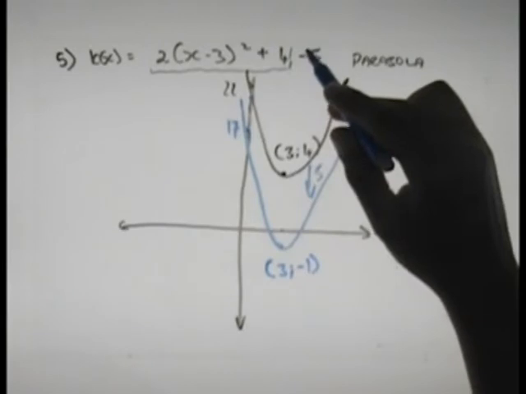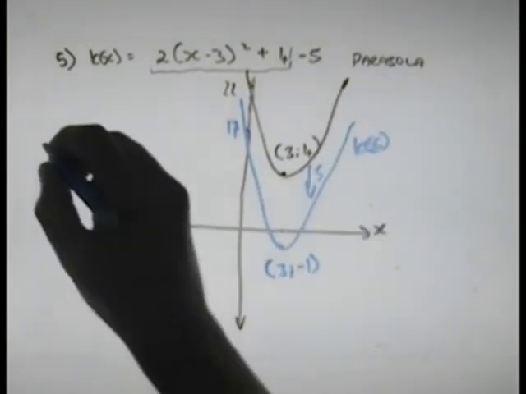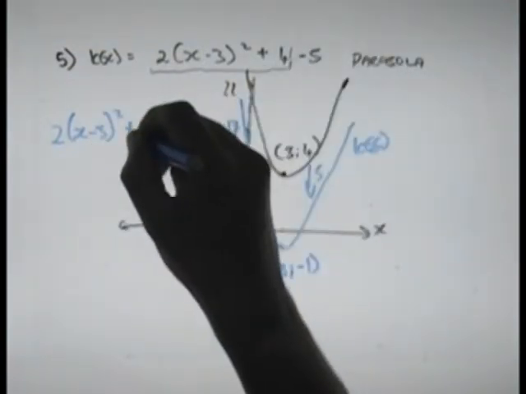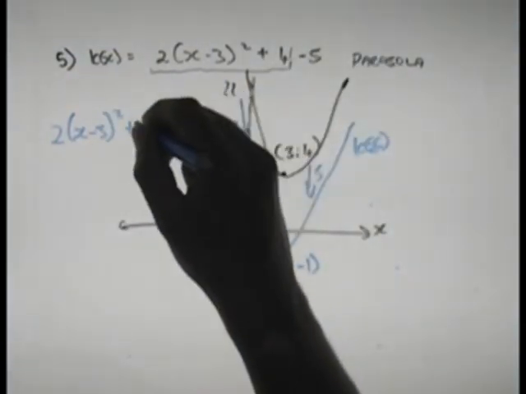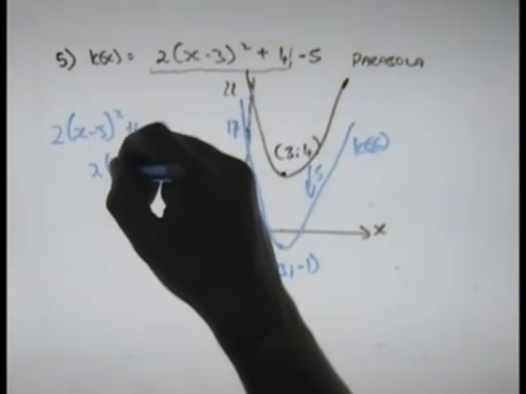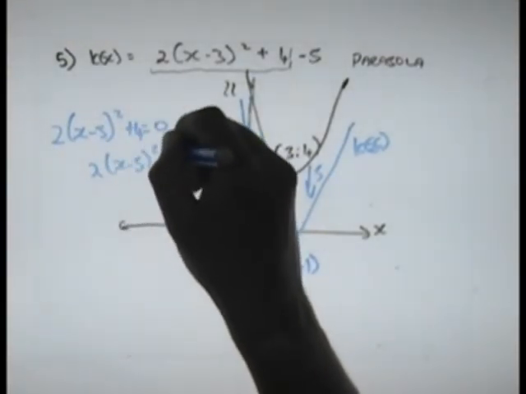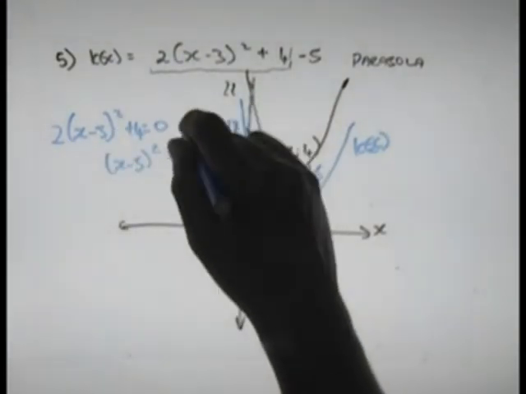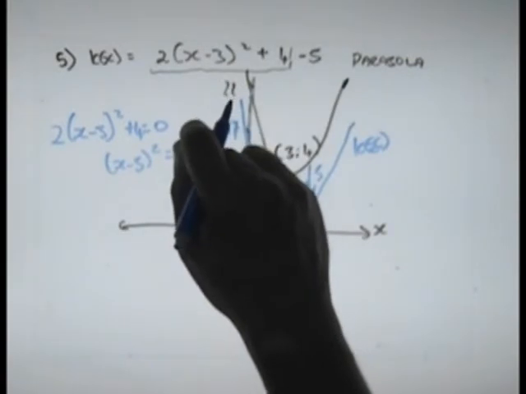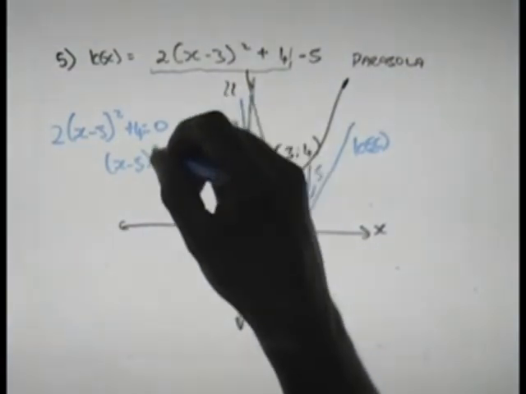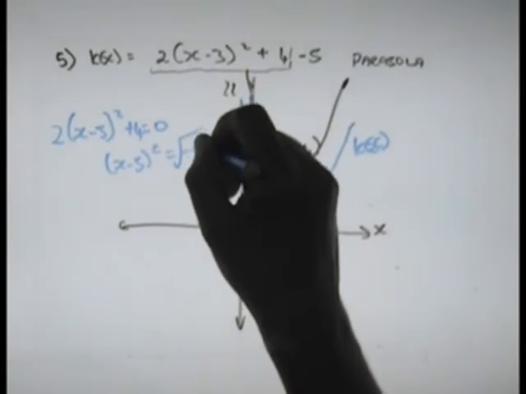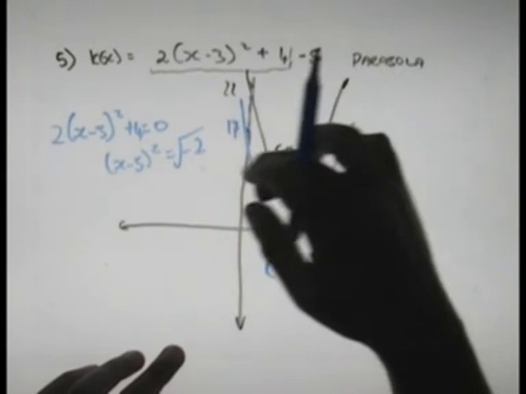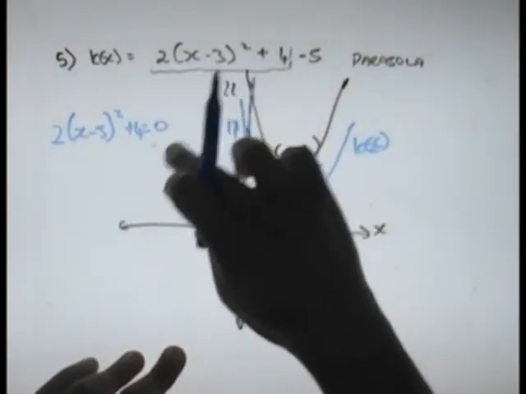Notice that the first graph had no x-intercepts because 2 times (x minus 3) squared plus 4 being equal to 0 means that 2 times (x minus 3) squared is equal to negative 4. Get rid of the 2, which means that becomes negative 4 over 2, which is negative 2. We cannot square root a negative. And that makes sense because that first graph had no x-intercepts. But now let's look at our new graph.